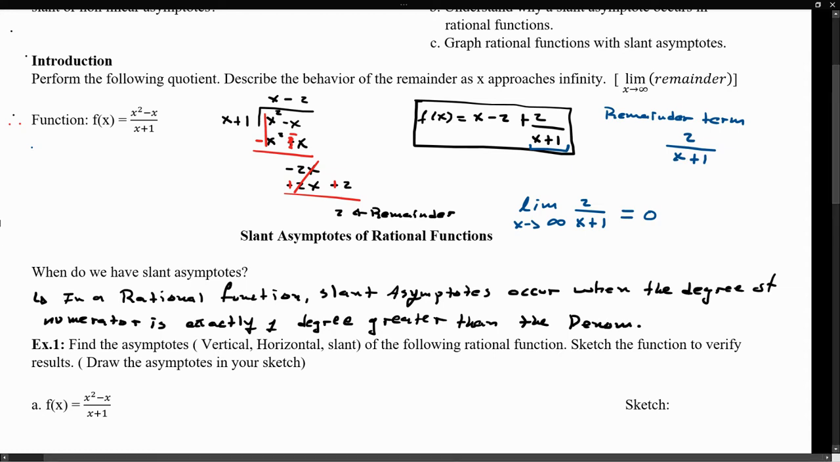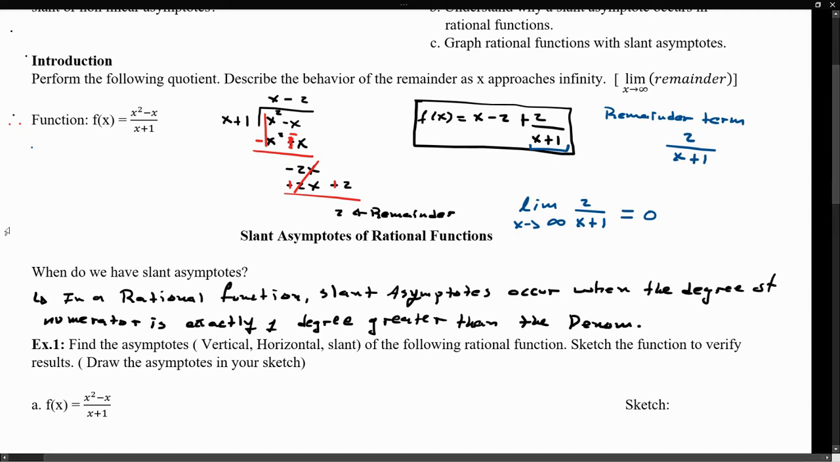Which, if we take a look at the question, or at least the rationale in our introduction question, notice that the degree of the numerator is degree 2. The degree of the denominator is degree 1. So therefore, the degree of the numerator is exactly 1 greater than the denominator. So we should expect to have some kind of a slant asymptote. How do we find that slant asymptote?